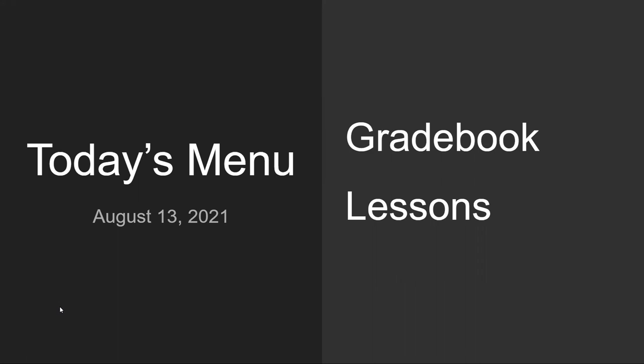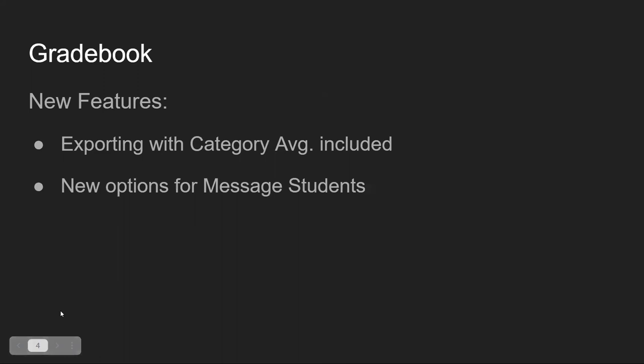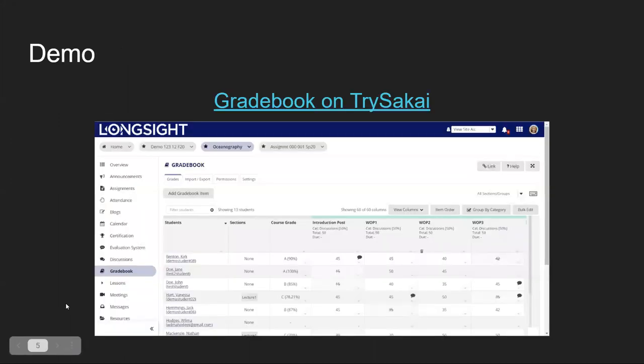So with that, let me go ahead and get started with some of the new stuff about Gradebook. There were a couple of new features in the Gradebook this time around. One thing that's new is that you can now export the category average when you export from the Gradebook to an external spreadsheet. And then you also have some additional options for messaging students. So let me show you what this looks like.